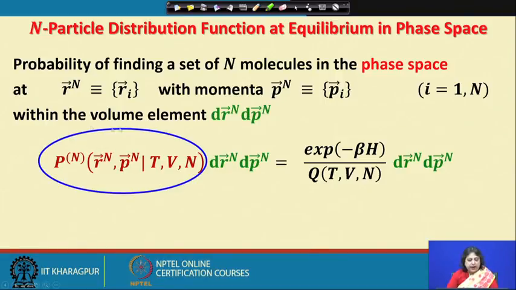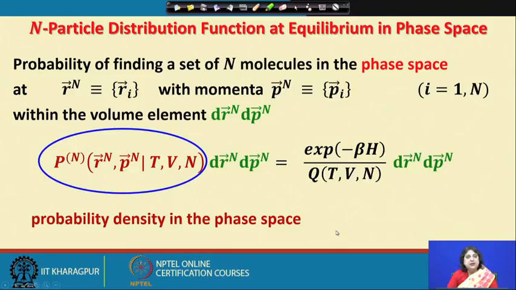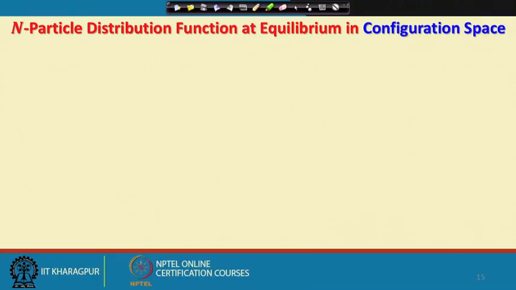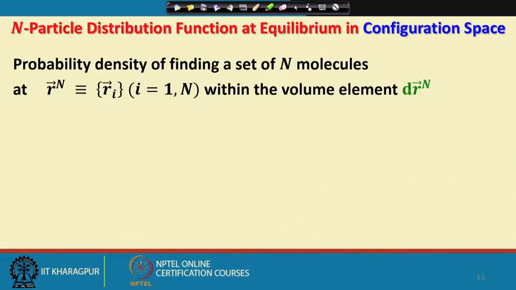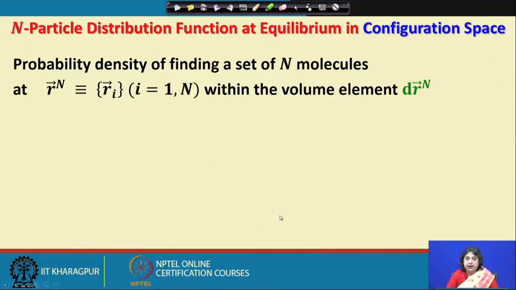So, in this case, what I have done is I have indicated by this capital P N the probability density in the phase space, or the probability associated with unit volume in the phase space, of observing a state point characterized by certain values of Rn and certain values of Pn. So, when we talk about the n particle distribution function at equilibrium in the configuration space, then we are asking the question, what is the probability density of finding a set of capital N molecules at a given configuration, which is characterized by a set of coordinates like R1, R2, R3, etc.